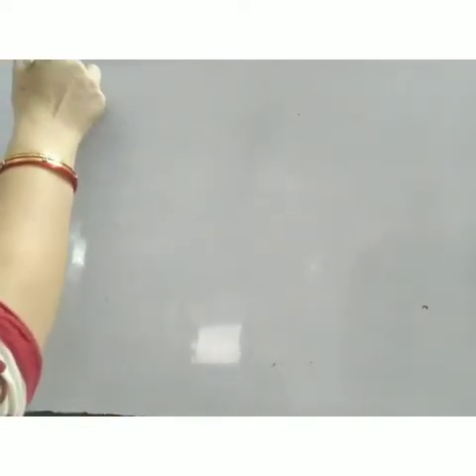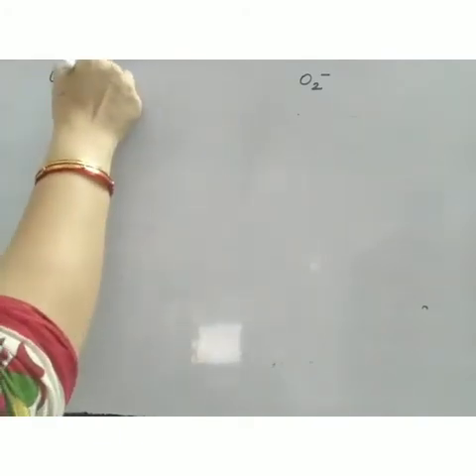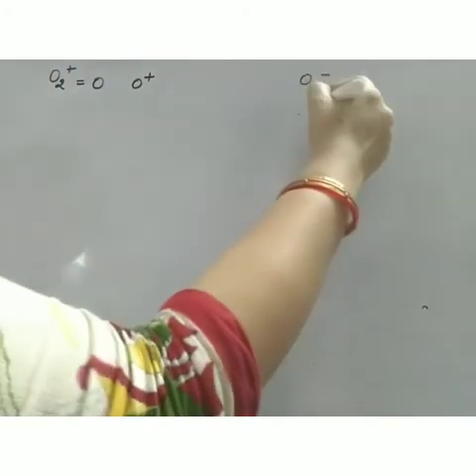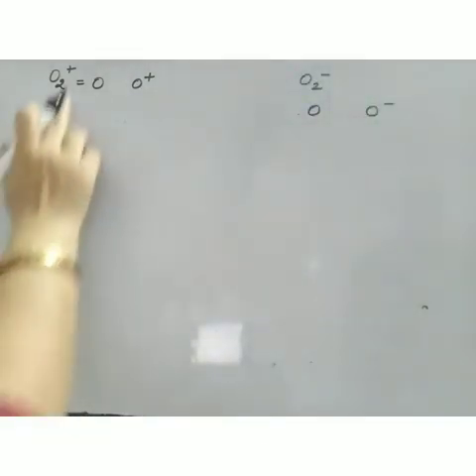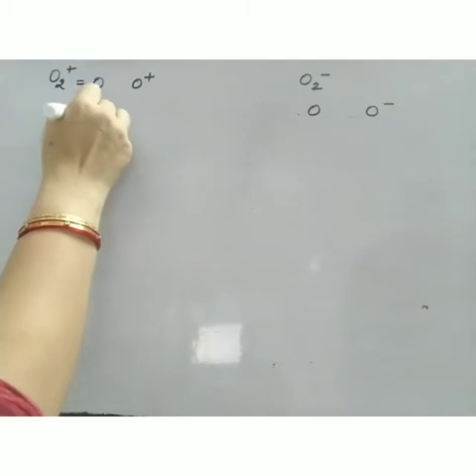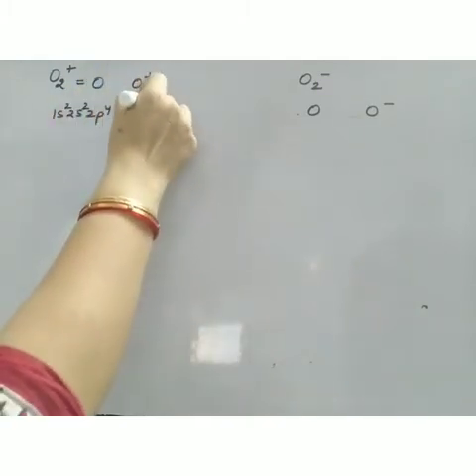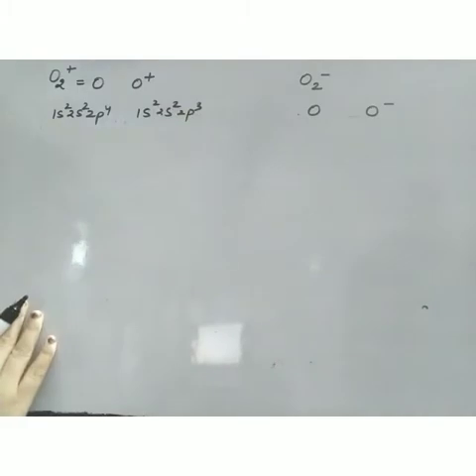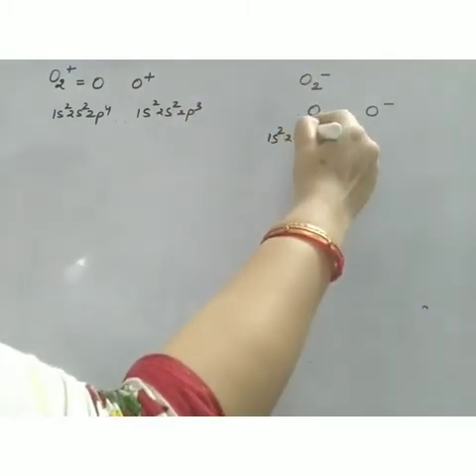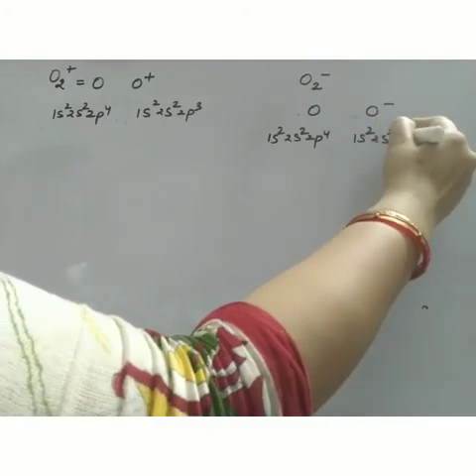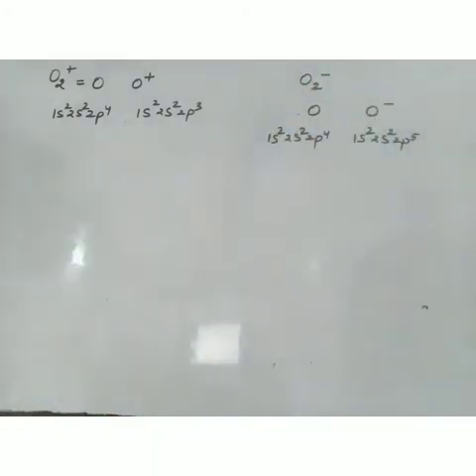Suppose I want to make the diagram for O2 plus and O2 minus, and I want to compare these two. Now O2 plus means O and O plus, and O2 minus means O and O minus. O means 1s2, 2s2, 2p4, and O plus means 1s2, 2s2, 2p3. Here O means 1s2, 2s2, 2p4, and here it is 1s2, 2s2, 2p5. So you can see that there is no change in the electronic configuration of 1s and 2s. The change is only there in 2p. So I will make the 2p diagram only.